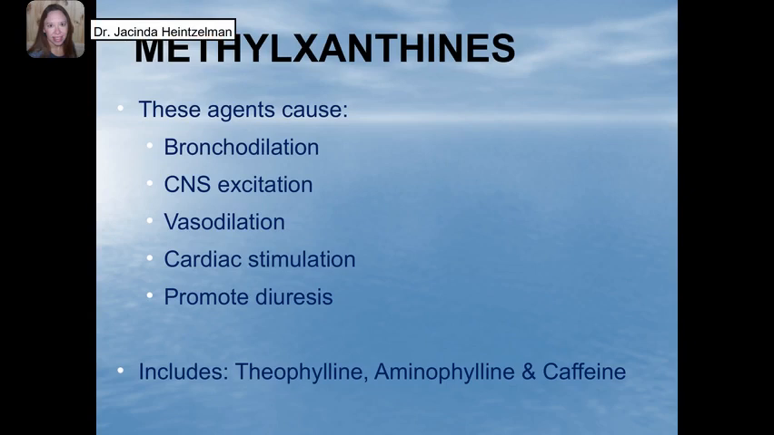Methylxanthines are also going to be used for our patients that have asthma. And why would these be given? Well, these medications will cause bronchodilation. They also will lead to central nervous system excitation, vasodilation, cardiac stimulation, and can also promote diuresis. In this case, why are we using it? Well, it's for that bronchodilation effect. When it comes to methylxanthines, what medications fall under this class? Well, theophylline, aminophylline, and caffeine also falls under methylxanthines.